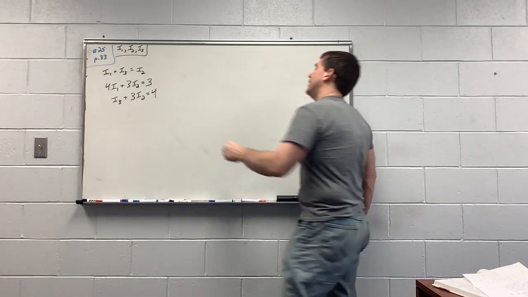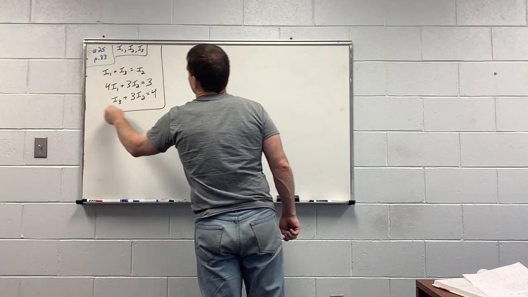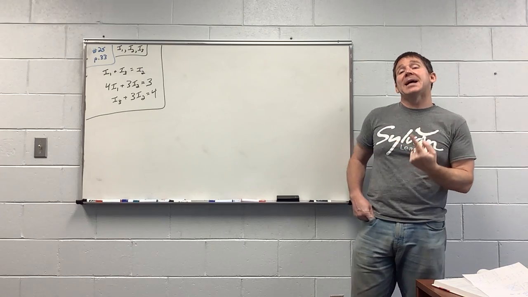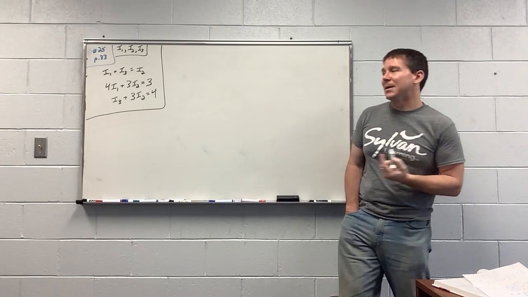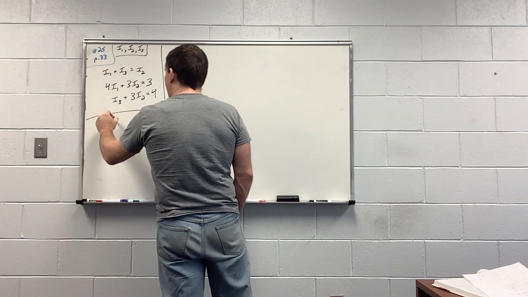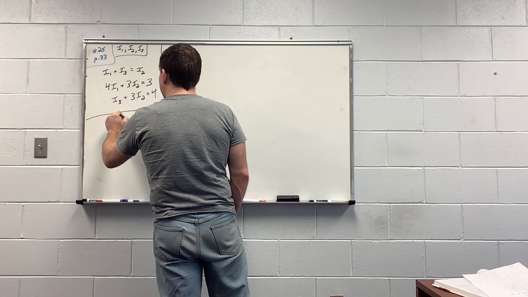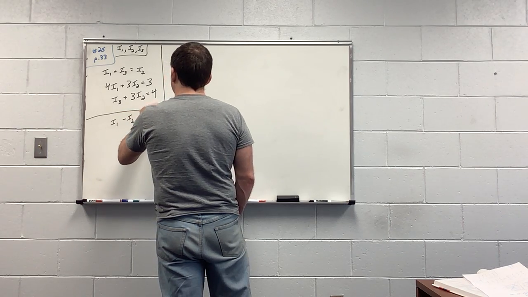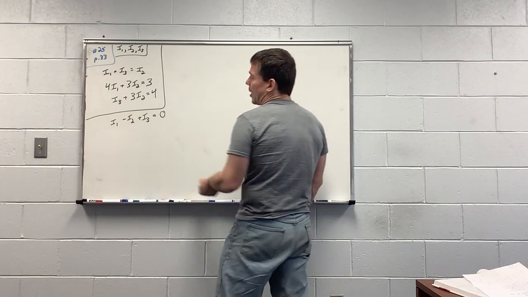Now I have 3 equations, 3 unknowns. I can solve it. Here, just for the setup, I'm going to rearrange it and write it in matrix form. If I do that, the top one will become I sub 1 minus I sub 2 plus I sub 3 equals 0, because I want to write my augmented matrix.